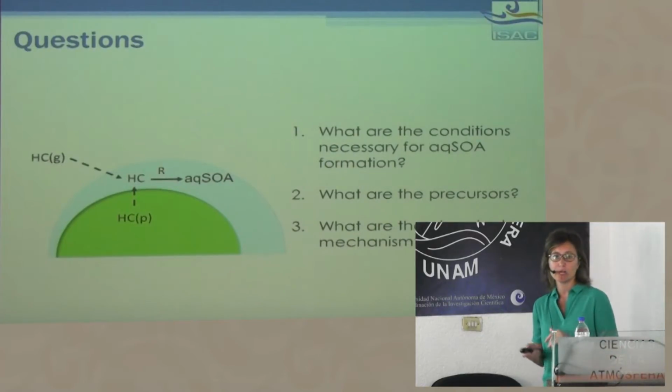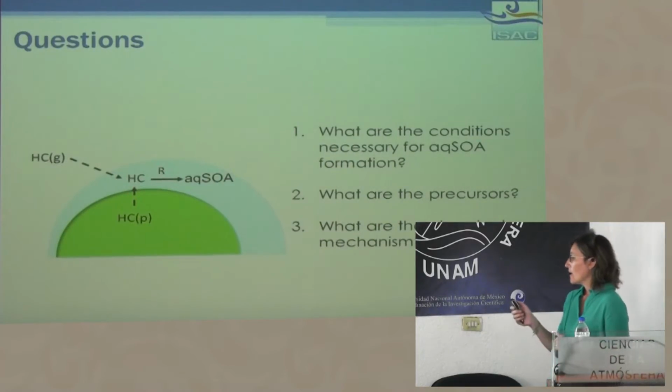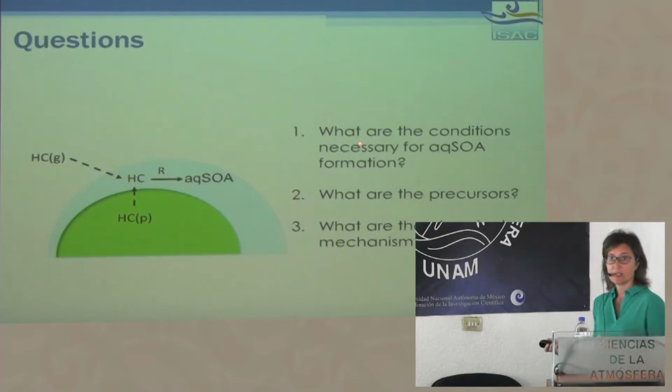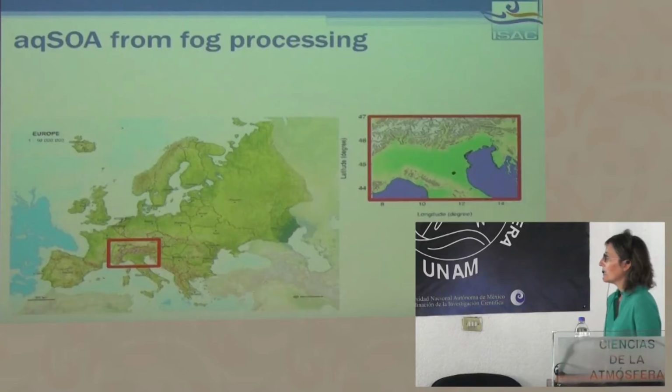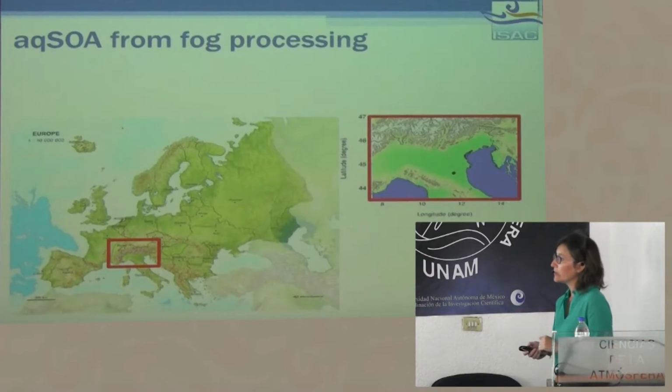So the questions we want to answer with this work are: what are the conditions necessary for the formation of aqueous secondary organic aerosol to actually be important? What are the precursors, and what are the mechanisms that lead to the formation of these species? To answer this question, we use data collected in the Po Valley.